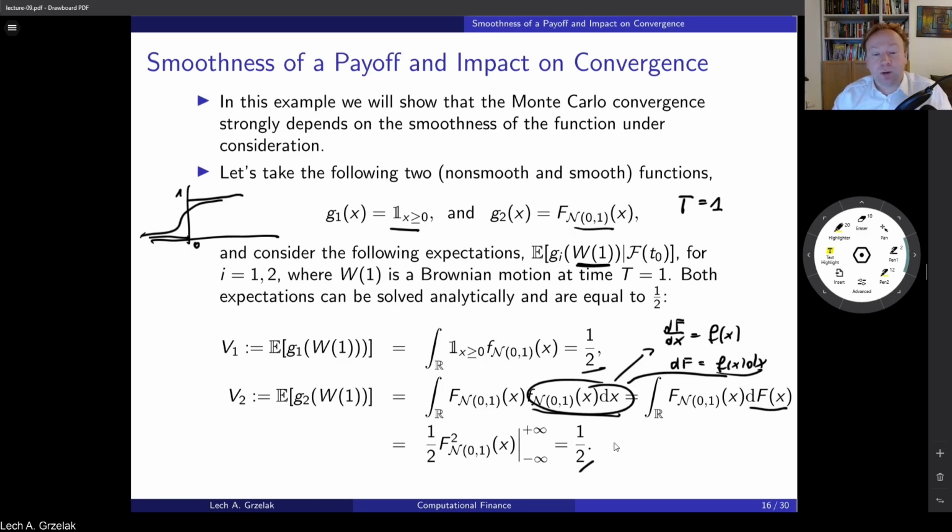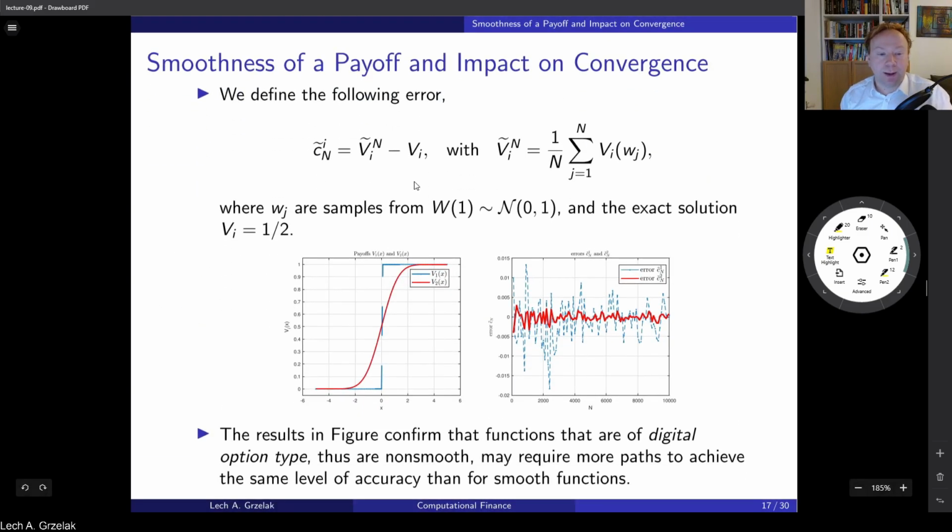So let's take a look. What is the impact if we increase the number of paths? Can we actually see the improvement in the convergence? So this is a picture here on the left-hand side. We have a digital function g1, and we have a very nicely smooth function, the CDF, for g2. In both cases, the integrals, the expectations, will be equal to half.